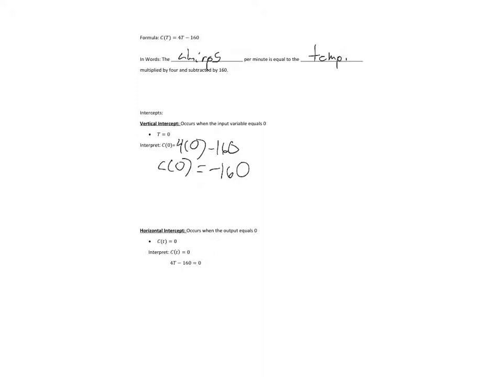So in this case, if the temperature was 0 degrees Fahrenheit, you would have negative 160 chirps per minute. And obviously that can't happen. If you think back to our table example, we didn't even include the value of 0 degrees, and that's because the crickets wouldn't even begin chirping at that moment.